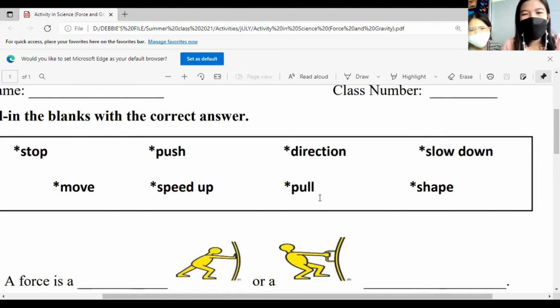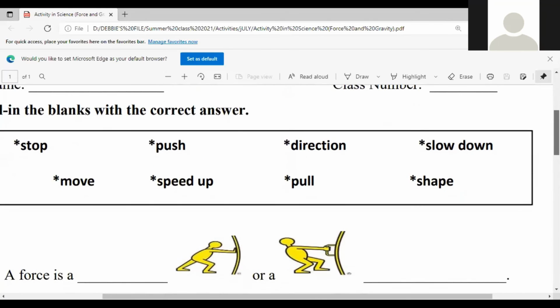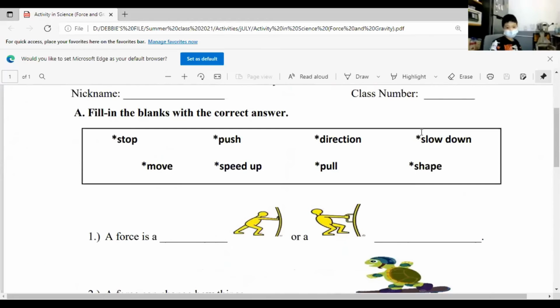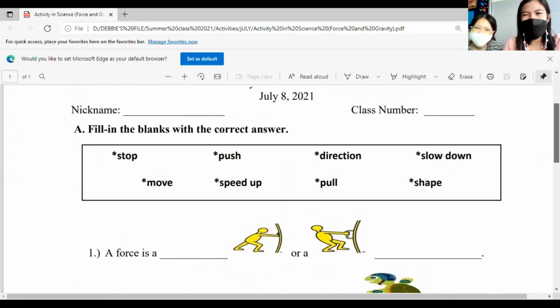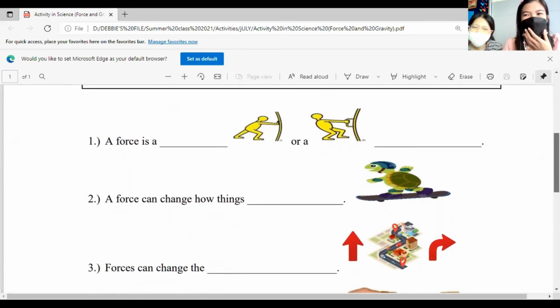Next word we have pull. ดึง ดึง กระชากได้ The next word we have slow down. ช้าลง. Okay. And the next one is shape. Shape. Wow. รูปร่าง รูปทรง Okay, very good. So you have there choices of the words that you have in the blank.